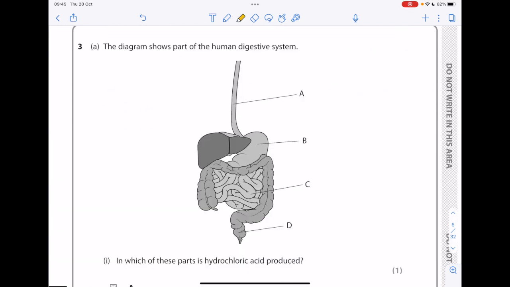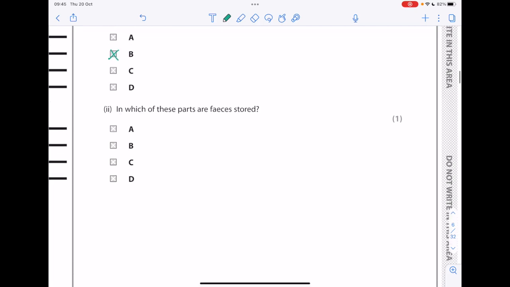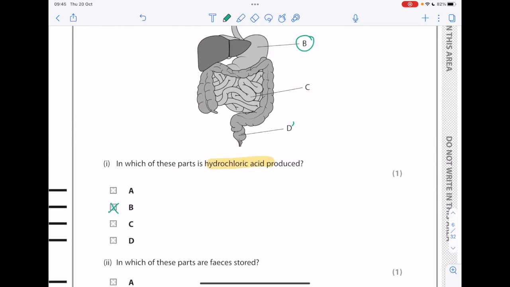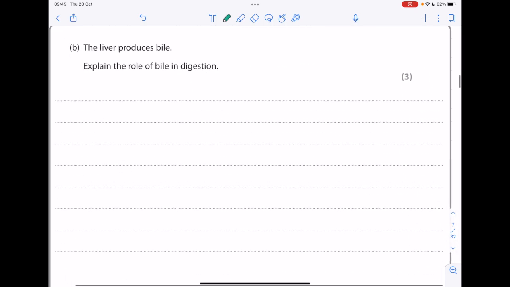The diagram shows part of the human digestive system. In which of these parts is hydrochloric acid produced? You're looking for the stomach, which is B. In which of these parts are feces stored? So that's poop. You're looking for the rectum, that's D. The liver produces bile. Explain the role of bile in digestion.